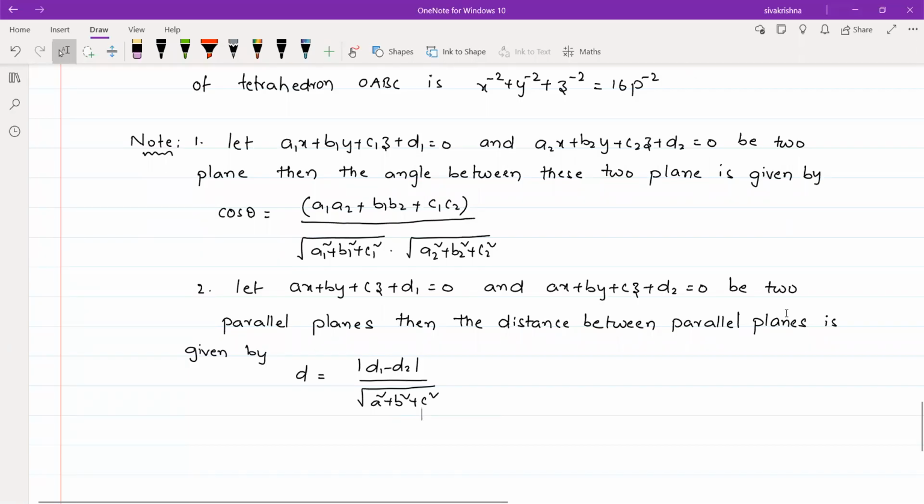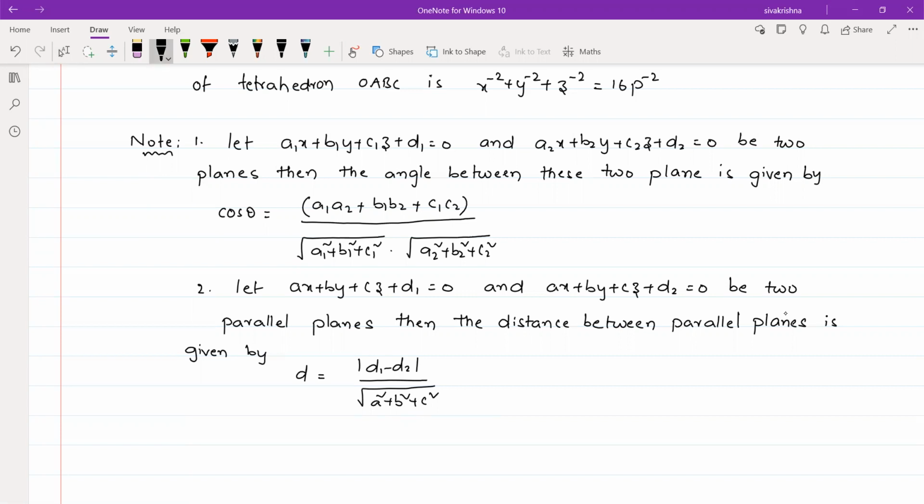Hello students, today I am going to discuss the angles between two planes and also how to find the distance between two parallel planes. Okay, so coming to the first point, let a1x plus b1y plus c1z plus d1 is equal to 0 and a2x plus b2y plus c2z plus d2 is equal to 0 be two planes.